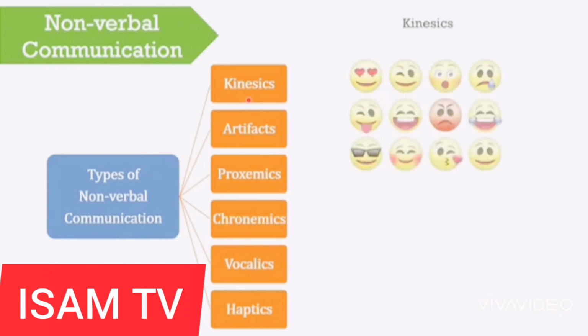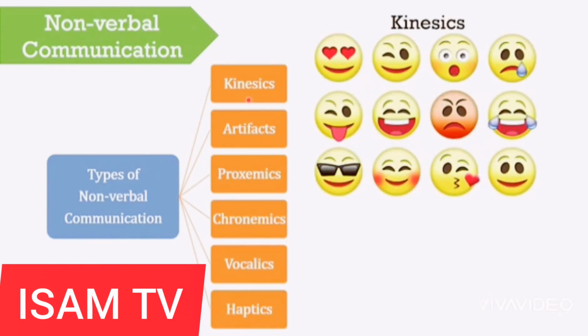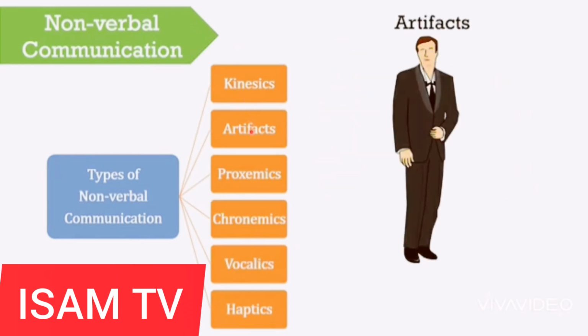Kinesics. The communication through body language, facial expressions, gestures, postures, and eye contact is called kinesics. In artifacts, you learn how the appearance of a person speaks a lot about his personality, that is, the way he or she is dressed, accessories carried by him, etc.